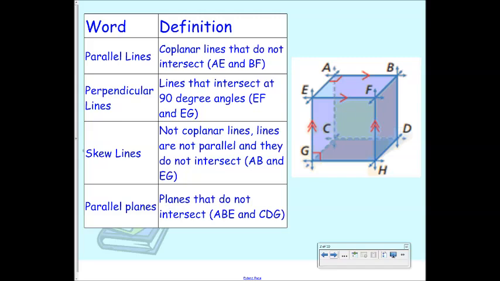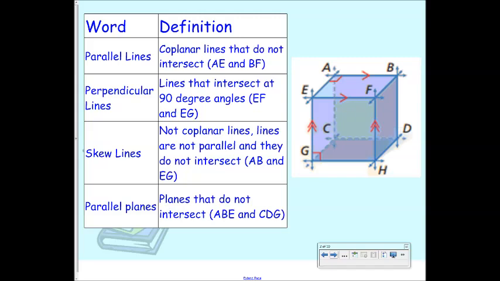All right, skew lines is probably new. You probably haven't seen the word skew before. Skew means they're not coplanar and they don't ever touch. So basically, two lines that never touch each other and aren't on the same plane. For instance, GC would be skew to BD. It's never going to touch that line, and it's also not on the same plane.